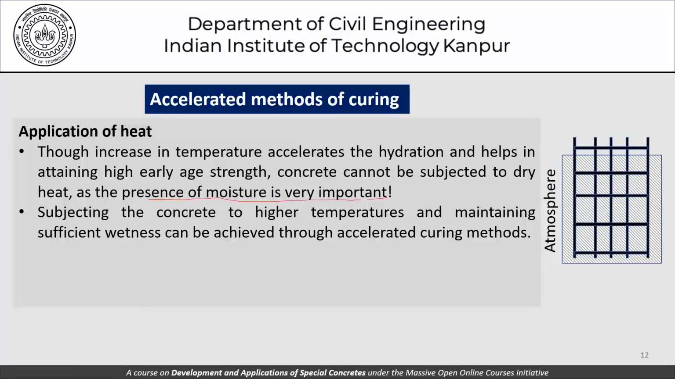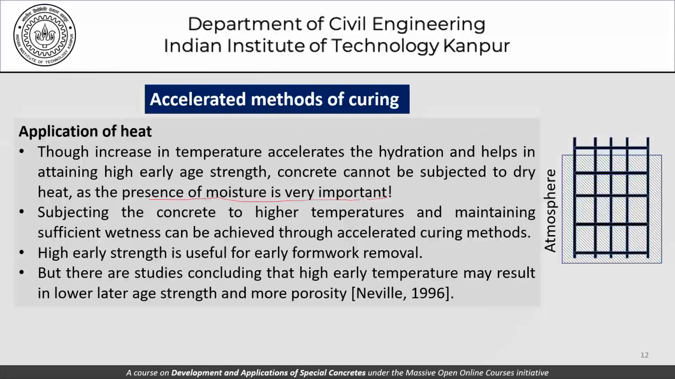Subjecting the concrete to higher temperatures and maintaining sufficient wetness can be achieved through accelerated curing methods, and that's what we are talking about. High early strength is useful for early formwork removal, in repair works, and so on. There are studies concluding that the high early temperatures may result in lower late age strength and more porosity. So what it really shows, some studies have shown that we may get higher early strength, but in those cases the strength development itself is inhibited and the final strength may be lower than what is achieved through traditional or normal curing.